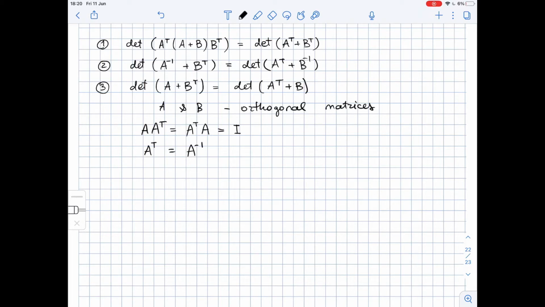Now let's look at our first statement, that the determinant of A transpose times A plus B times B transpose is equal to the determinant of A transpose plus B transpose. We need to understand that this is part one.